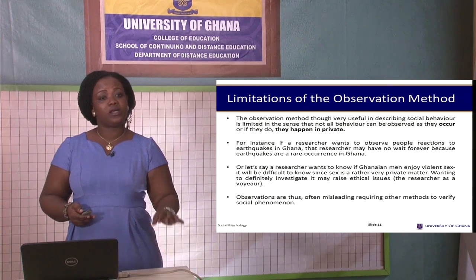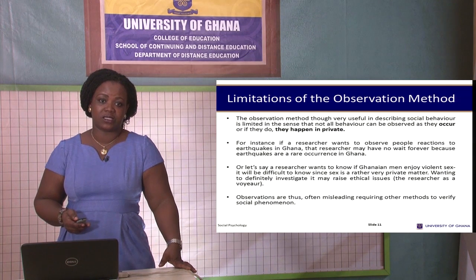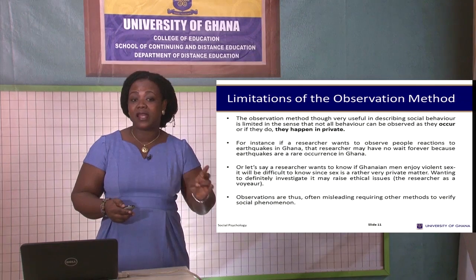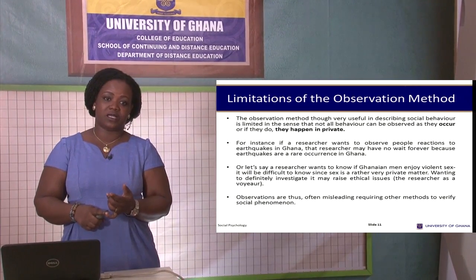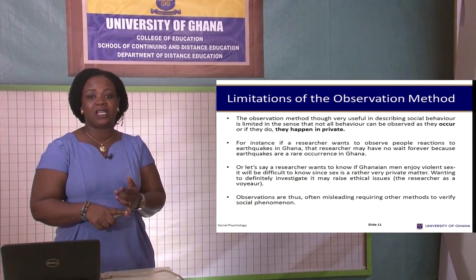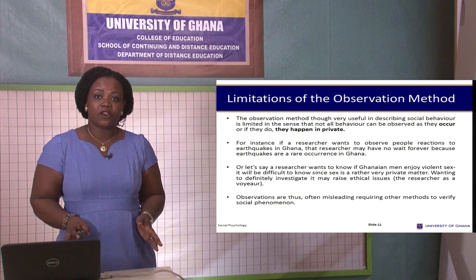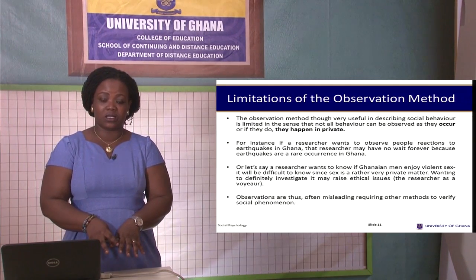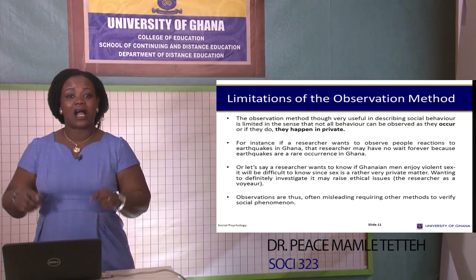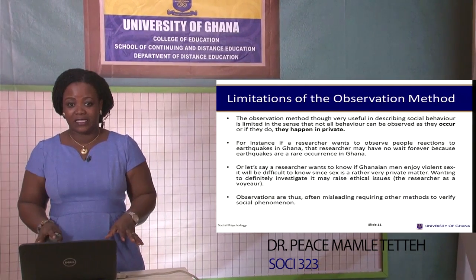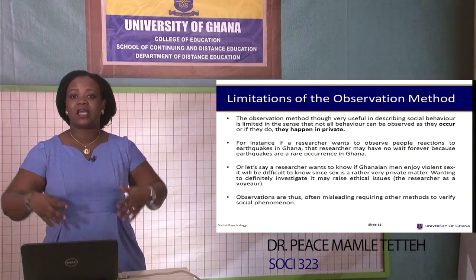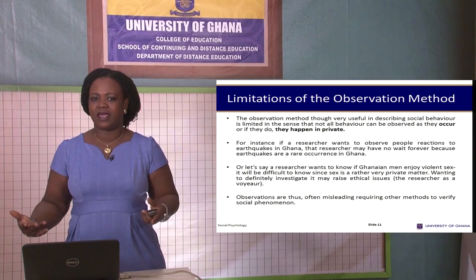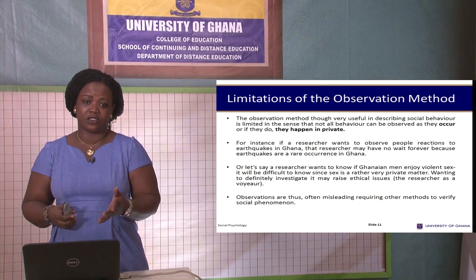The observation method, though it is good, has its own limitations. There are certain things you cannot study using this method because these things rarely happen or they happen in private. For instance, if you want to see how Ghanaians will react to a hurricane, you probably would have to wait a lifetime. There might not ever be a hurricane in this part of the world, right? But if perhaps you want to see how Ghanaians will behave in the event of a flood, yes, that may happen. There will be flooding and you see what will happen. So there are certain things you may want to study, but which would rarely occur. And so this method will not be the best to use.